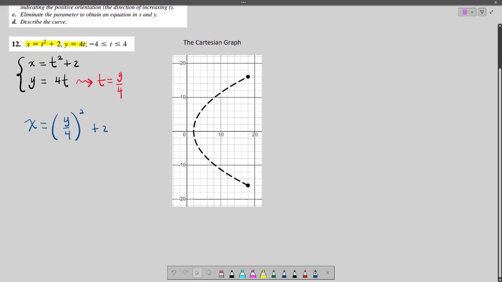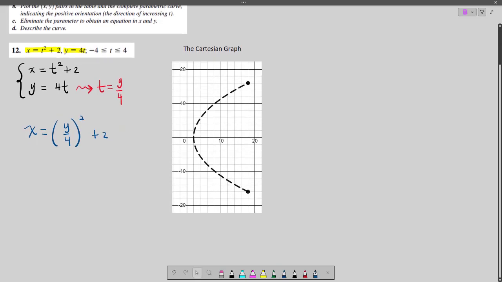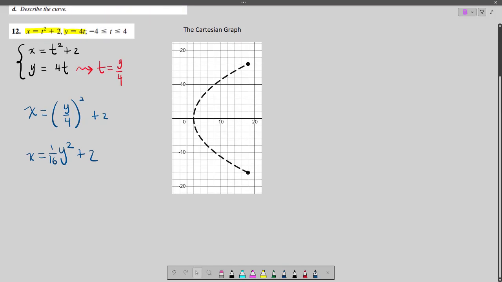And now we have eliminated t, so here is our equation. We're going to have y squared multiplied by a 16th plus 2. So we get a sideways opening parabola. The vertex is going to be 2, 0. Now it depends on which college algebra you took, but this would be kind of how you would write it in that college algebra conic form. So the vertex would be 2, 0.